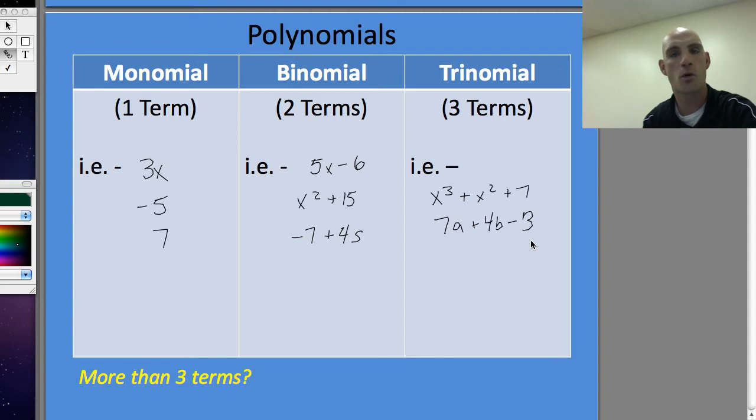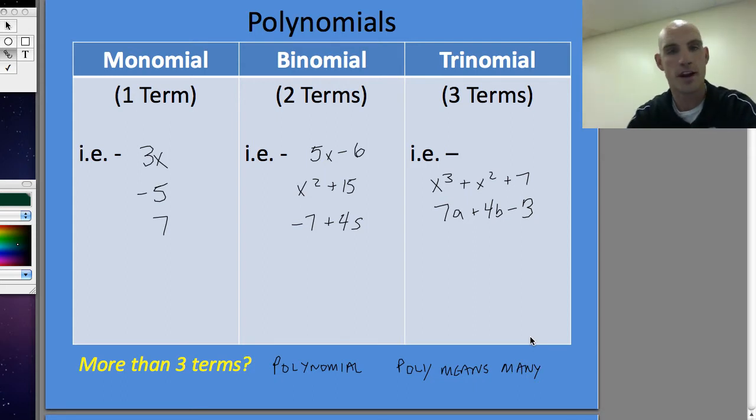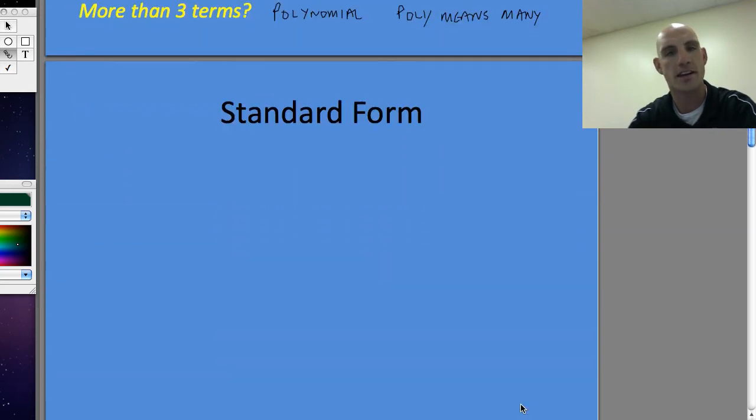But what if things have more than 3 terms, which sometimes they do? If it has more than 3 terms, we're simply going to call it a polynomial. Poly means many. Okay, so polynomials have many terms, many meaning more than 3. Okay, so that's the basic gist of polynomials. Let's look at how we write these.